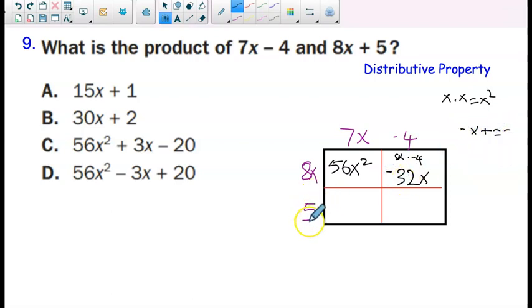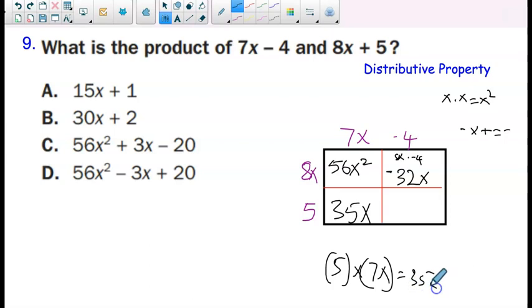Then I have the next rectangle here, the third one. I have 5 as one side and 7x as the other side. Again, 5 times 7x. 5 times 7 is 35, and x. That is like 5 times 7x. 7 and 5 gives you 35 with an x there.